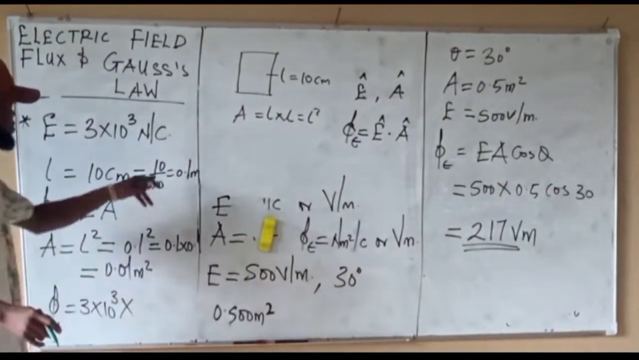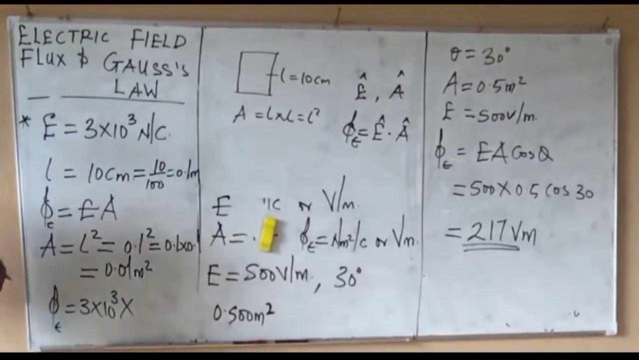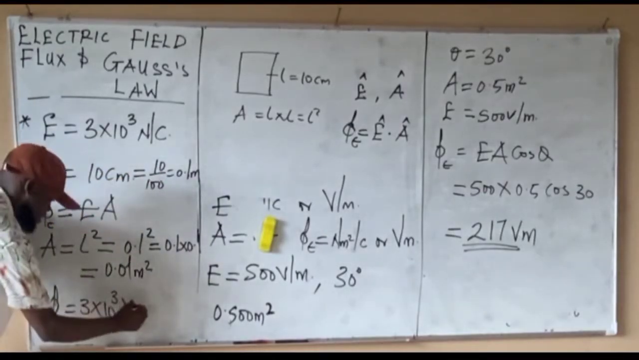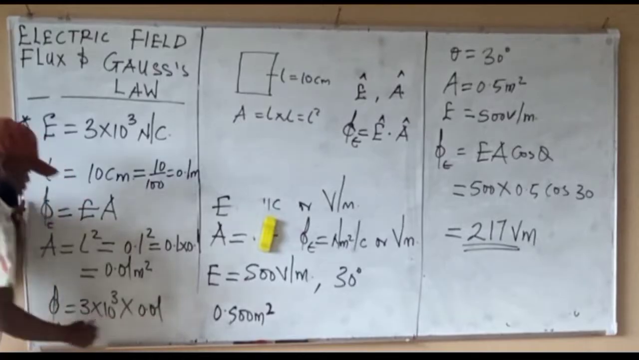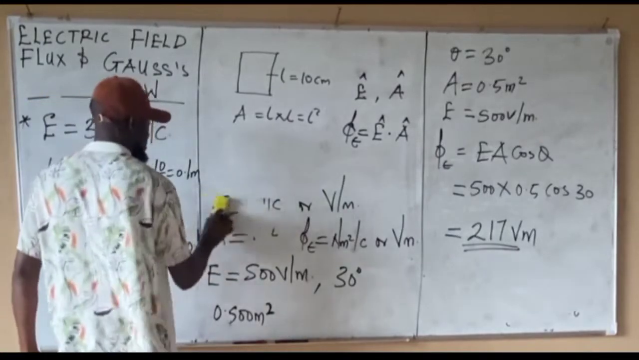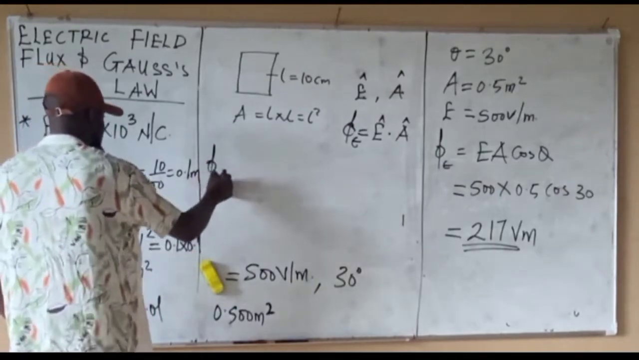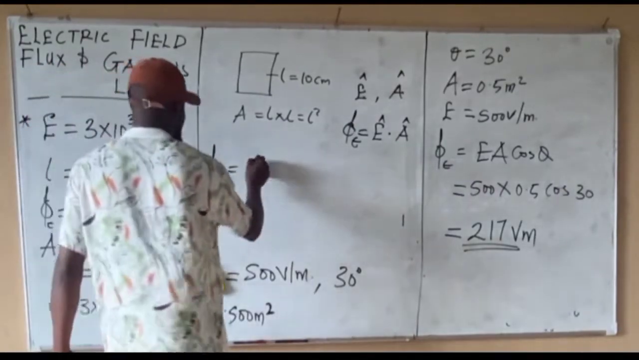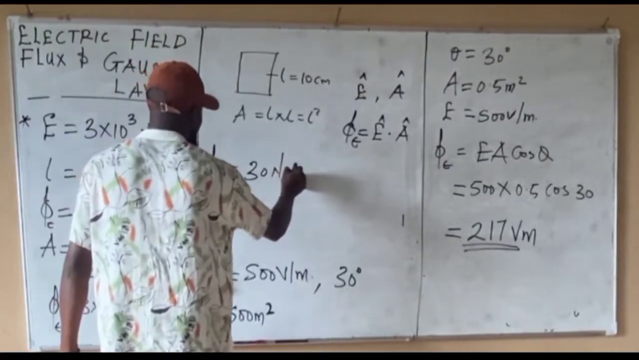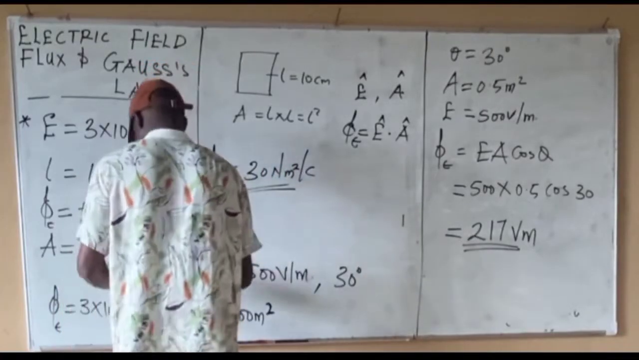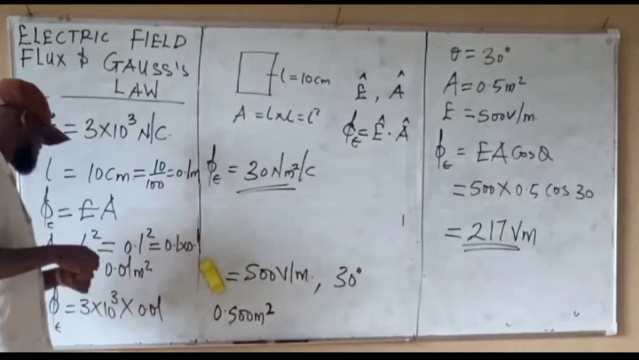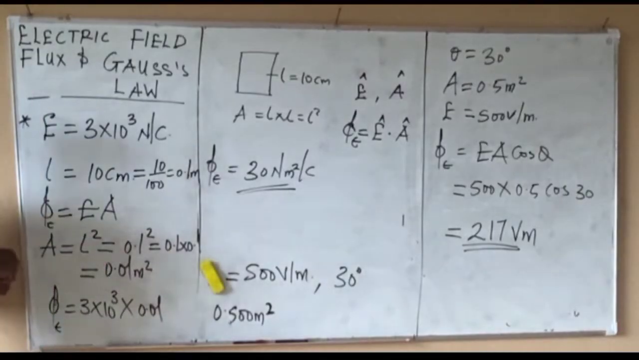And 10 cm is 0.1 meter. So you just input 0.1, times 0.01, and that's going to give us a very good answer. The answer for that will be flux equal to 30 Newton meter square per coulomb. That's your answer.